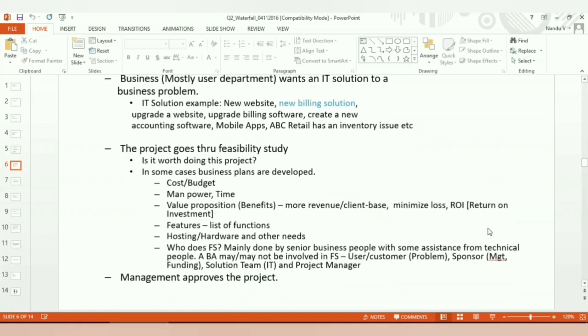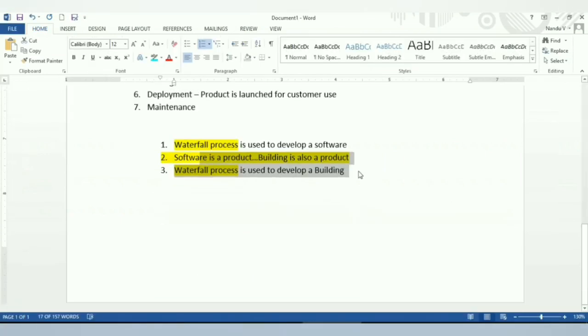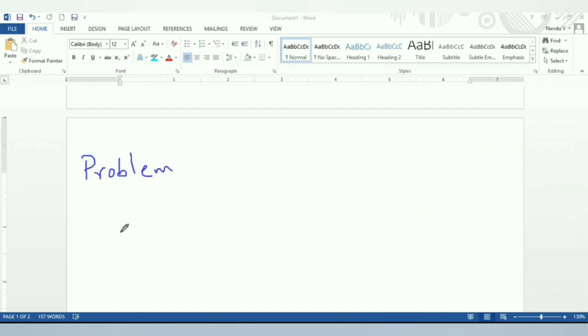Who participates in this feasibility study? See, first of all, you need to understand that in this world, products are created, or you purchase a product, to address an issue or a problem. That is the first thing you need to understand. Majority of the time, it is to address a problem.